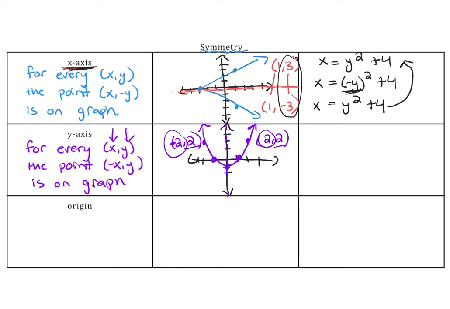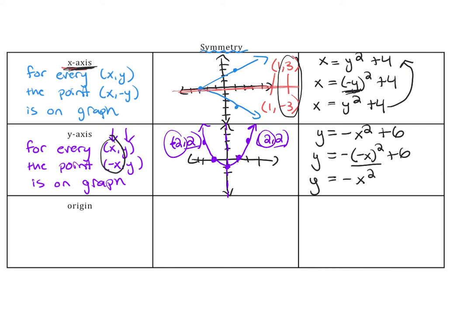Similar to the last example, here's a different function. If I have y equals negative x squared plus 6, what I want to do now is test if I plug in a negative x, does it go back to the original equation? So y equals negative, plugging in a negative x squared plus 6. When you square a number, it goes back to positive. Y equals negative x squared plus 6. So plugging in that negative x, you can get it to look like the original equation.